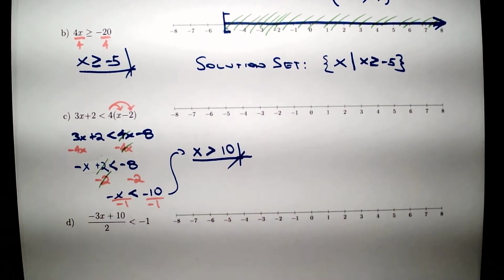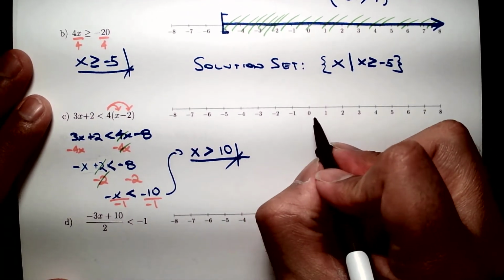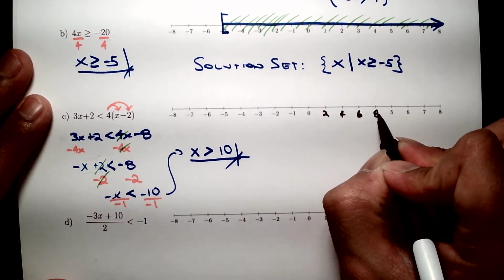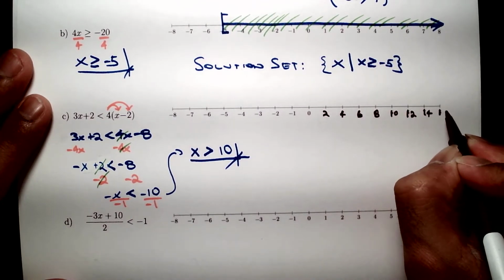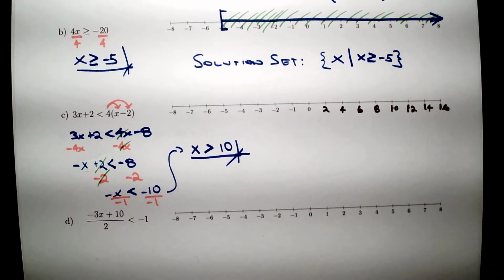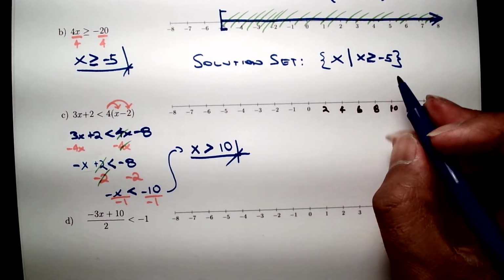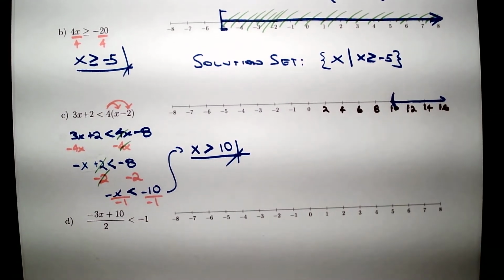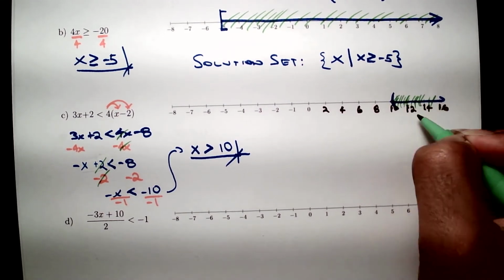Okay, so I'm going to change these numbers right here because I'm not going to have enough numbers. So I'm going to make this 0, 2, 4, 6, 8, 10, 12, 14, 16. Just so it works for us. Okay, for our purpose, because in this case, all the numbers that are greater than, that means to the right of 10. Alright, let's see, just shade and we're good to go.